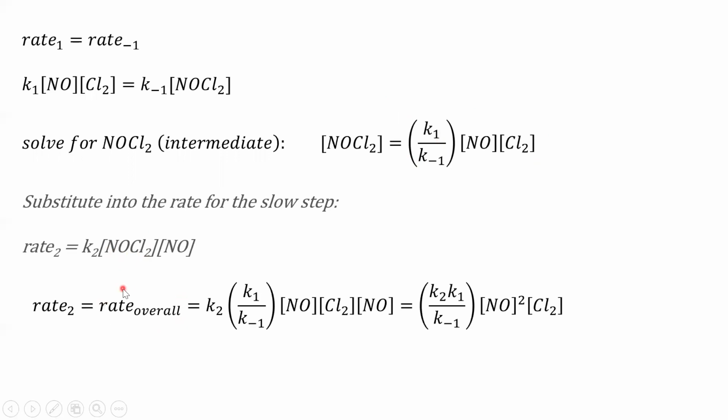The overall rate law will equal K2 times K1 over K prime times NO times Cl2 times NO. Now, we've got NO here and NO here, so we could just consolidate them and write NO squared. And since K2, K1, and K prime are all constants, we can write them all together as their own little constant. And this is our rate law. This actually matches up with the molecularity in the rate determining step.